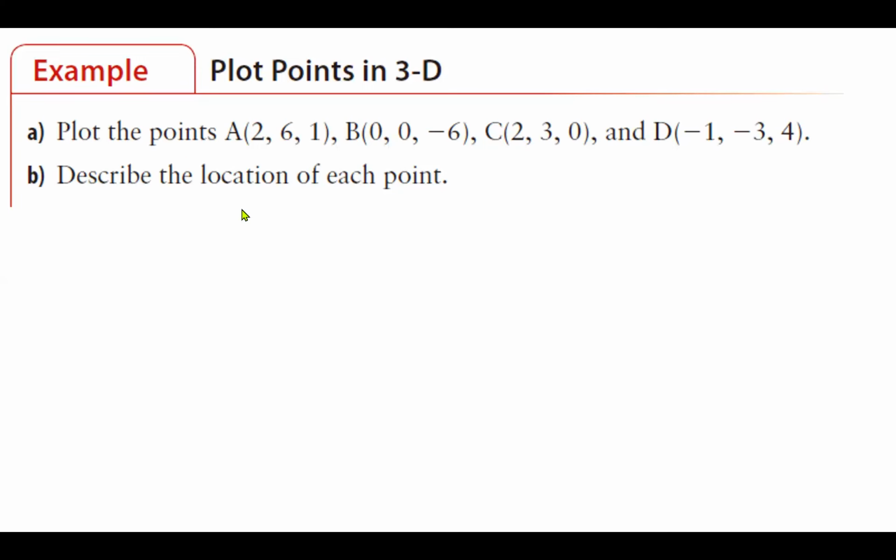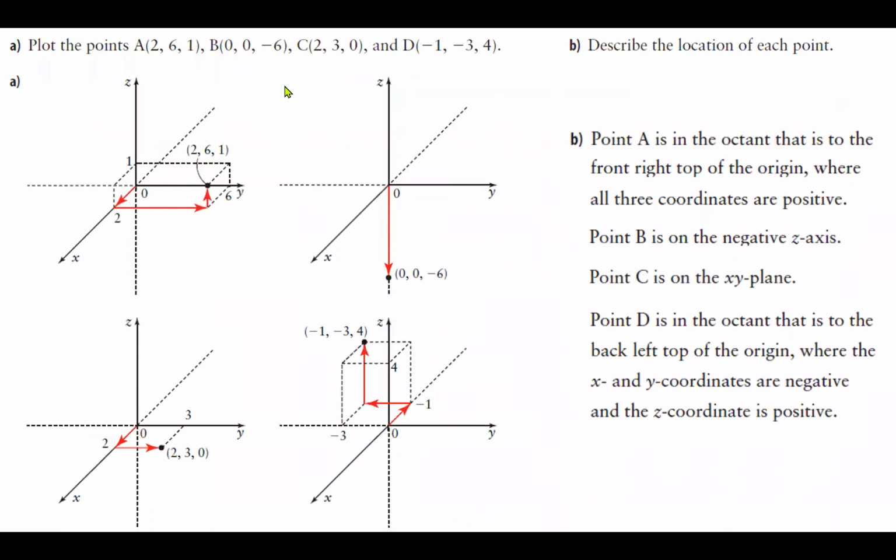Okay, have you finished? Let's have a look at the solution together. This actually trains your imagination in three-dimensional space. We can plot the 4 points like this, as shown here in the 4 graphs. So note that point A is in the octant that is to the front right top of the origin, where all 3 coordinates are positive.